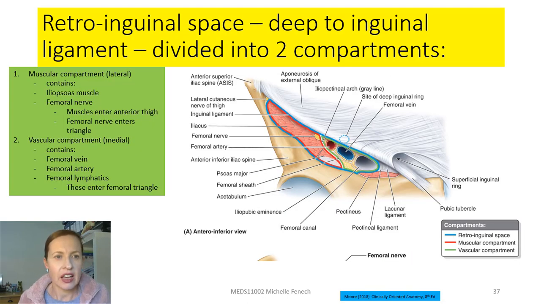I think we've covered this. VAN, vein, artery, nerve in the groin from medial to lateral.